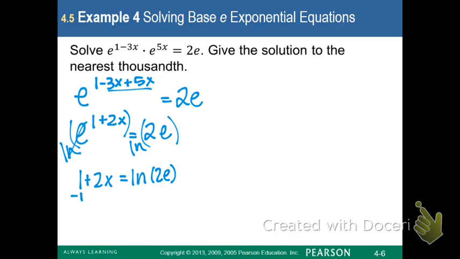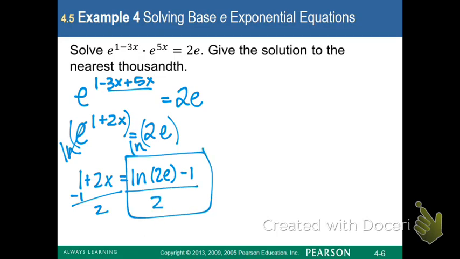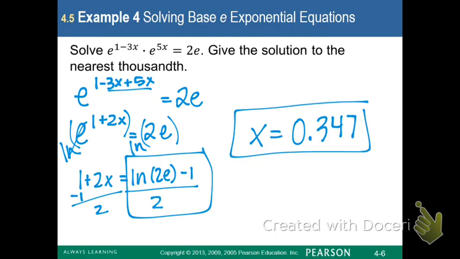Now I just need to solve for x. So I'm going to subtract 1, divide by 2. So this right here is what now you need to plug into your calculator. Again, just be careful. I would do the top part first, hit enter, and then divide your answer by 2. You should get x equals 0.347. So anytime you have e as a base that you're trying to get rid of, you need to use the natural log to undo that.